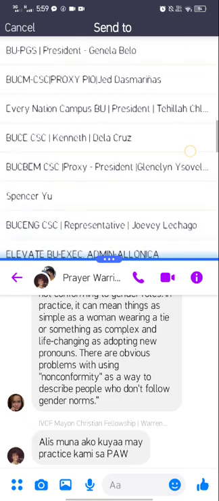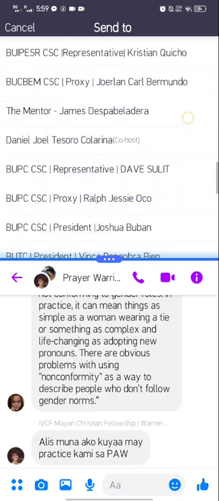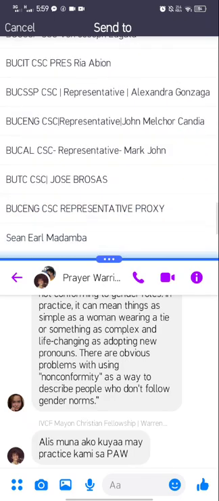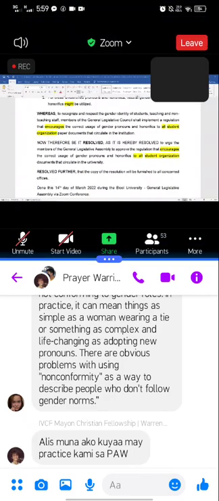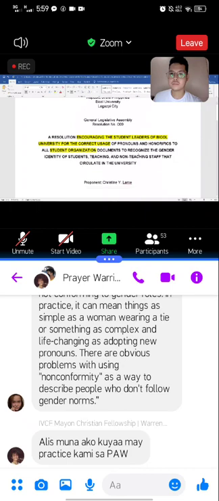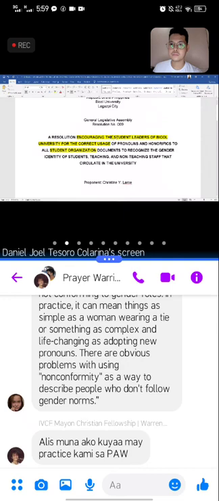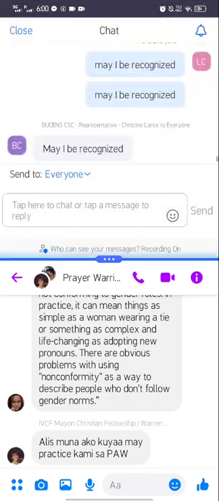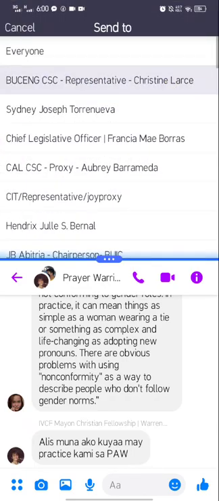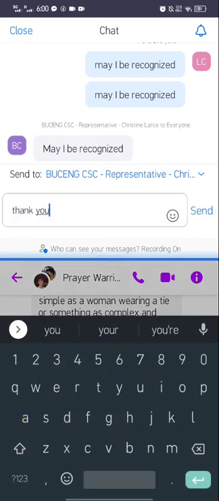Thank you, Chair. I have two amendments, starting with the title. If we can remove the leaders, it will read as follows: a resolution encouraging the students of Bicol University for the correct usage of pronouns and honorifics to all student organizations, so that it would be more inclusive and not only to the students of Bicol University. That's the first amendment, Chair, and the second will be on the first resolve clause of the resolution.